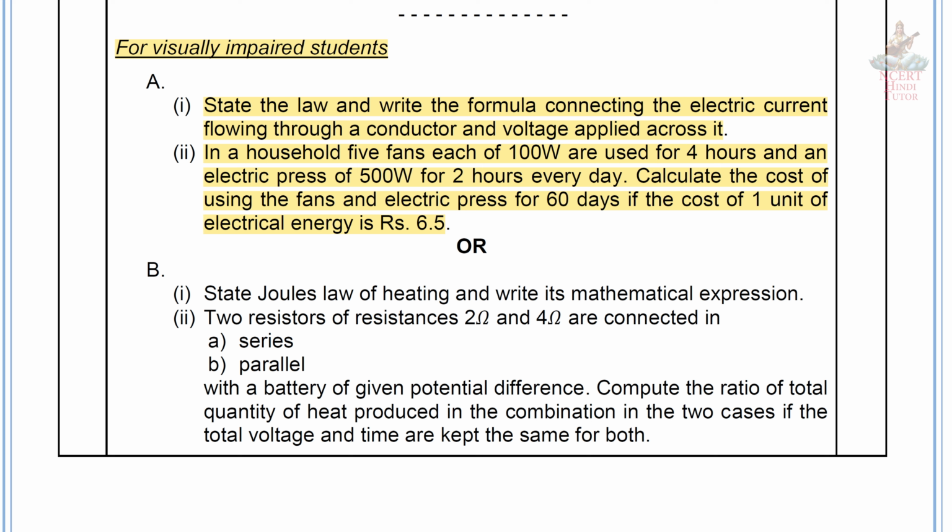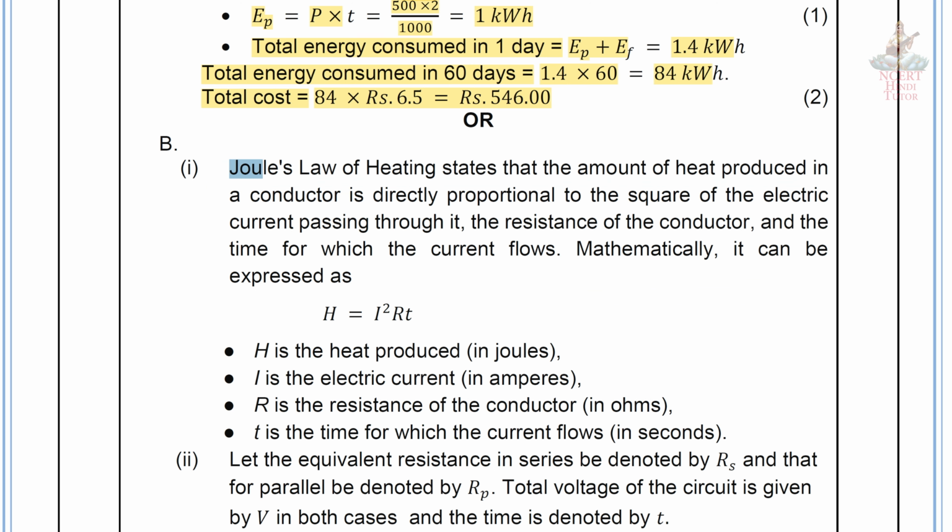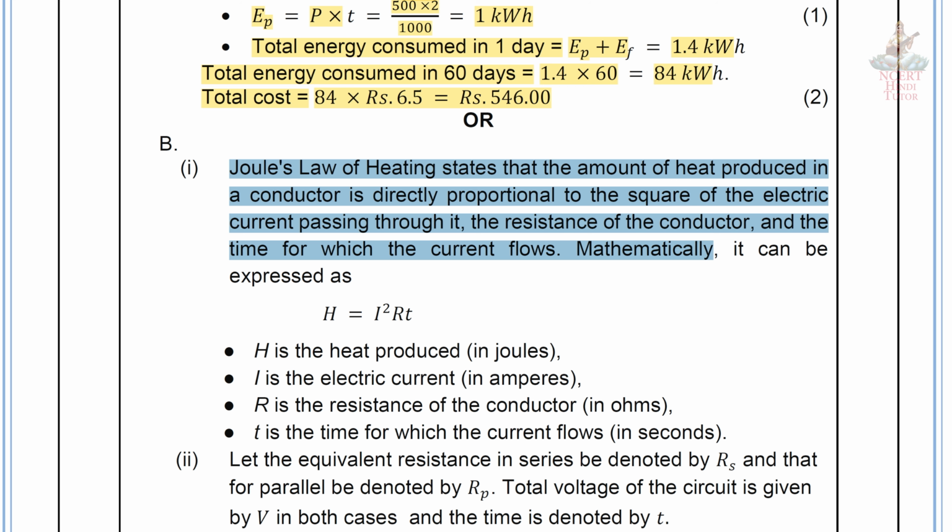B. First, state Joule's law of heating and write its mathematical expression. Answer. Joule's law of heating states that the amount of heat produced in a conductor is directly proportional to the square of the electric current passing through it, the resistance of the conductor, and the time for which the current flows. Mathematically, it can be expressed as H is equal to I square RT, where H is the heat produced in joules, I is the electric current in amperes, R is the resistance of the conductor in ohms, and T is the time for which the current flows in seconds.